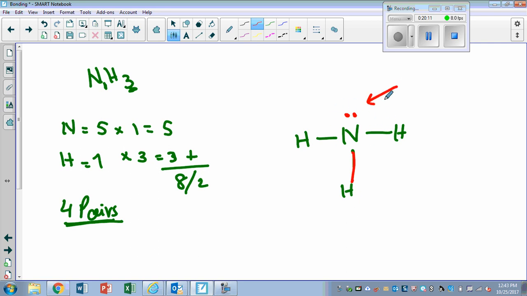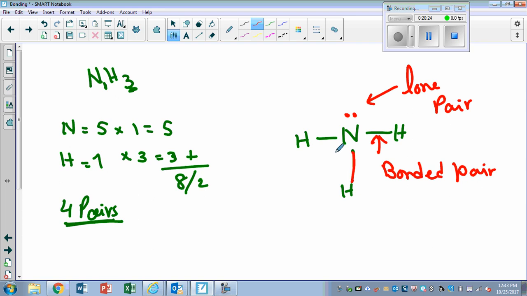So this is called a lone pair of electrons. They are free to move. These are called bonded pairs. This is the terminology we will use when we talk about shapes, and how many bonded pairs around the central atom and how many lone pairs around the central atom. So this is how the shape will be discussed for the Lewis dot diagram.